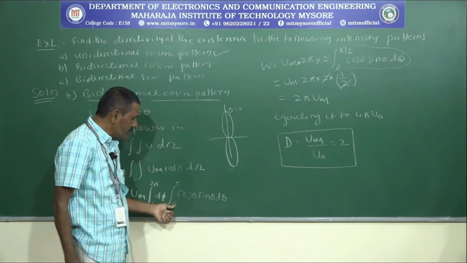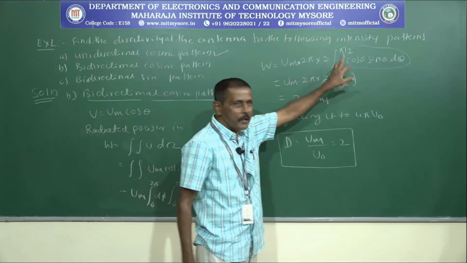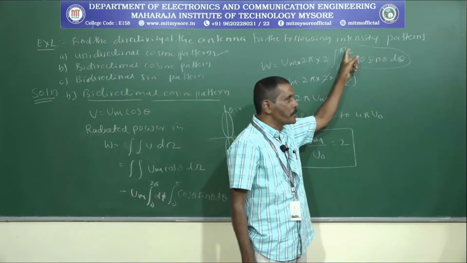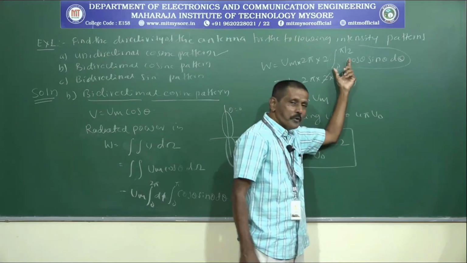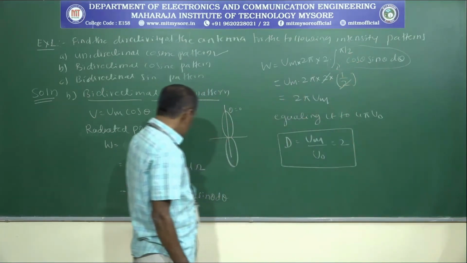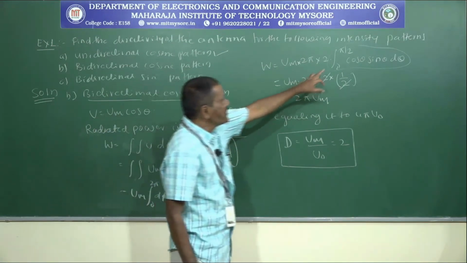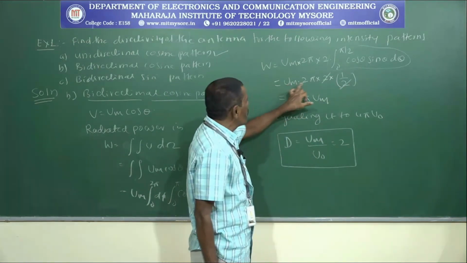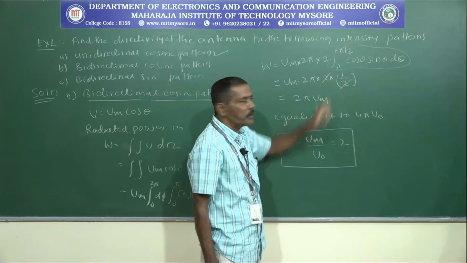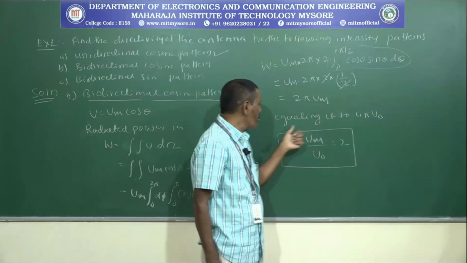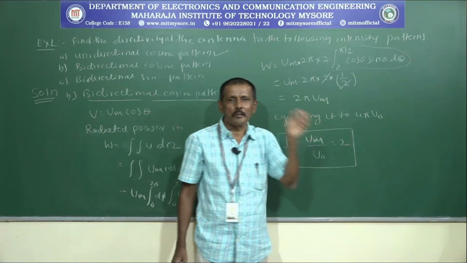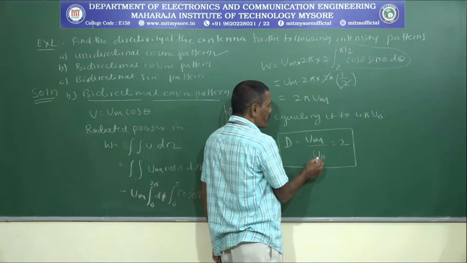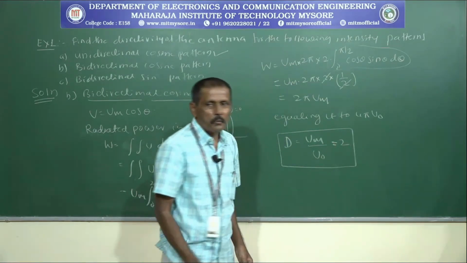That is why the limit has been changed in this particular case: we know that the integration of cos theta sin theta d theta from 0 to pi by 2 is 1 by 2. In order to make this adjustment, the limit of this integration has been changed here, and then we substitute the values, 2 into 2 into 1 by 2, this 2 and 2 will go, so then you have 2 pi, equating it to 4 pi U0. 4 pi U0 is the power radiated by the isotropic antenna. So then D is equal to U divided by U0, so this value is equal to 2.